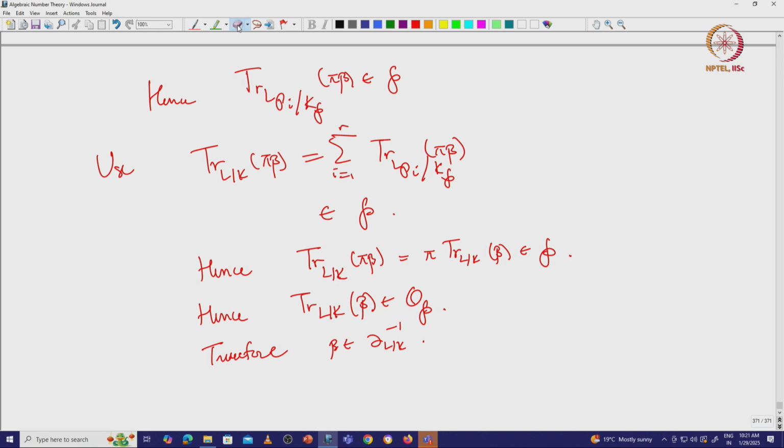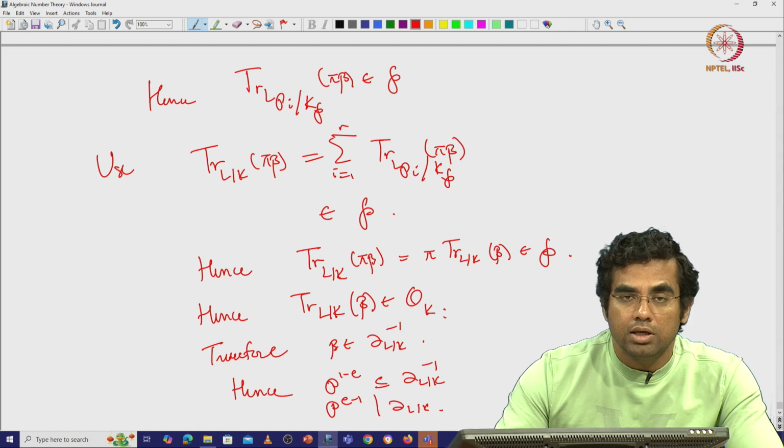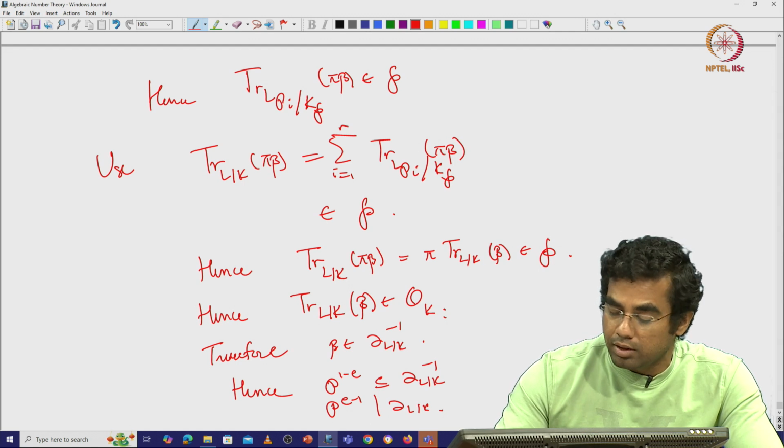Yeah, I think this was right, and this is what I need anyway. So hence P to the 1 minus e is inside D_L over K inverse, and P to the e minus 1 divides the different ideal. So, we proved the first part, that P to the e minus 1 divides the different.